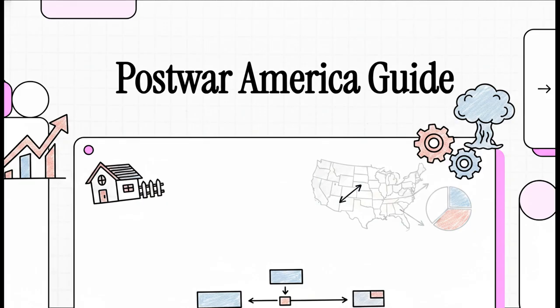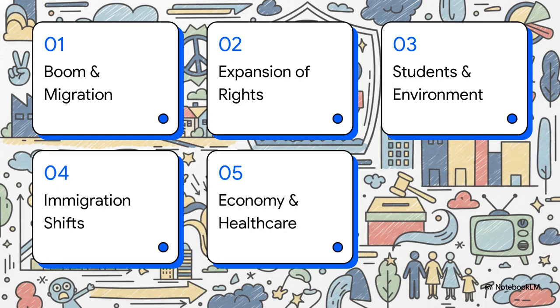So instead of getting bogged down in endless reading, we're going to break down all this history into a really clear cause and effect map. By the end of this explainer, you'll see exactly how the domestic shifts of the 20th century basically forged the modern United States we live in today. Okay, let's dive into this.